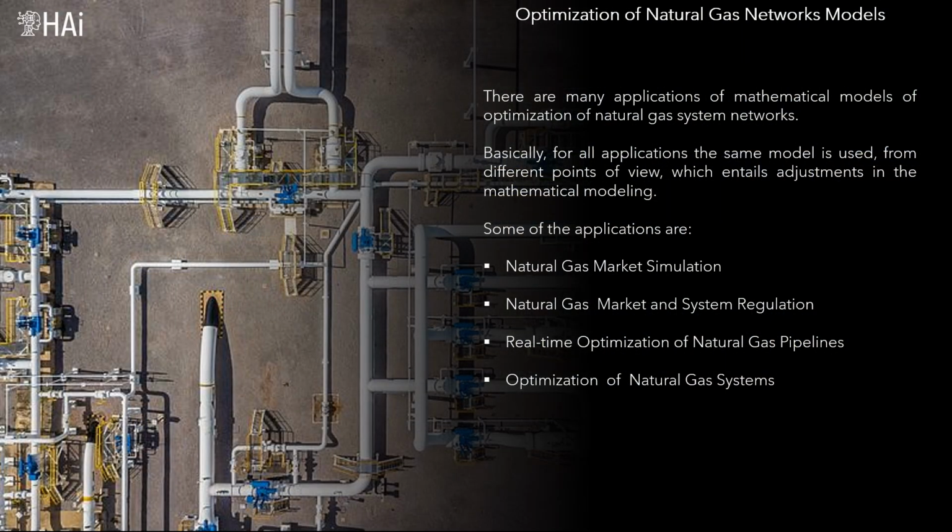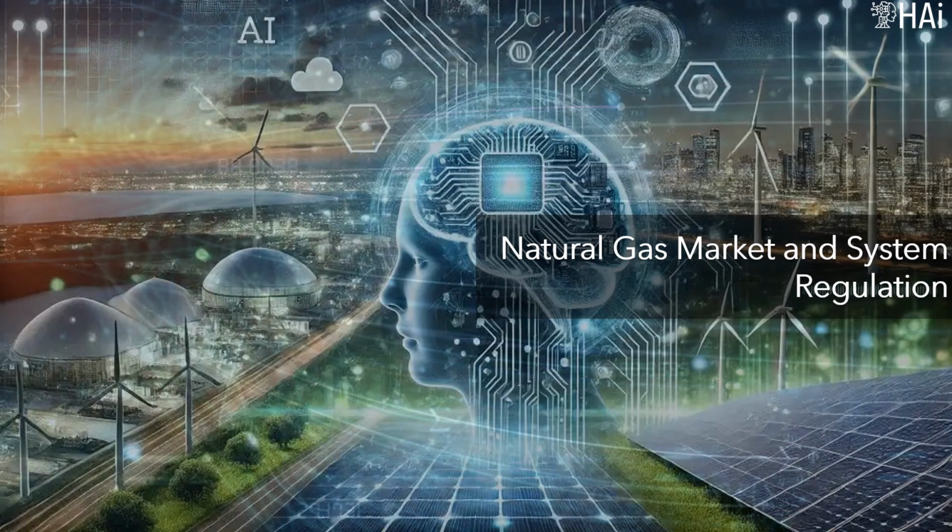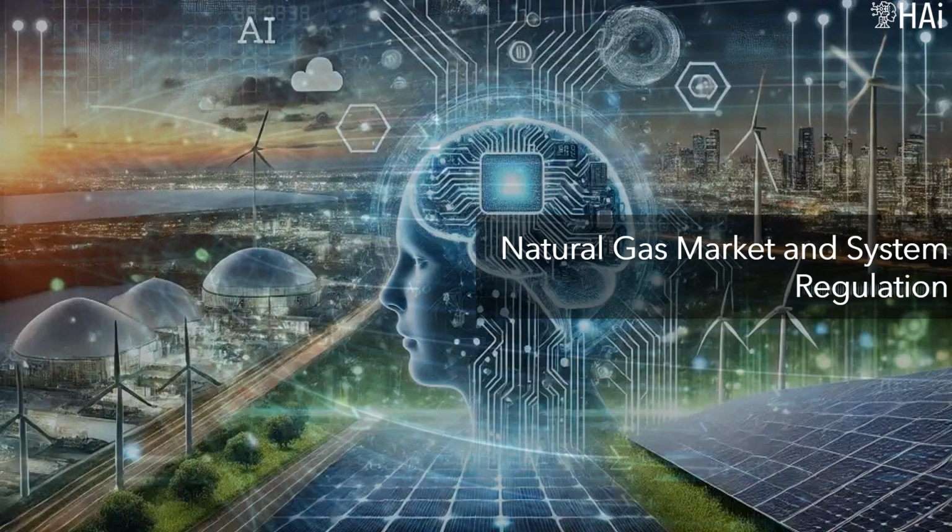There are many applications of mathematical models of optimization of natural gas system networks. Basically, for all applications the same model is used, from different points of view, which entails adjustments in the mathematical modeling. Some of the applications are natural gas market simulation, natural gas market and system regulation, real-time optimization of natural gas pipelines, and optimization of natural gas systems. Oil and gas pipelines nominations and bilateral contracts.